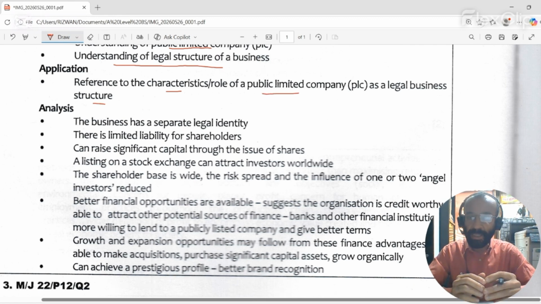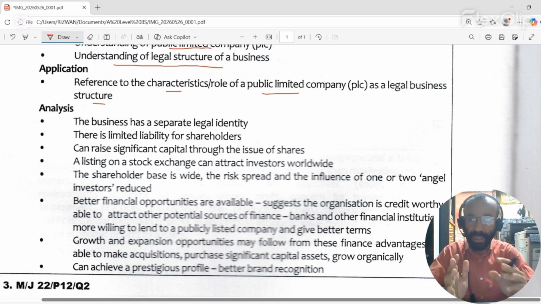The first point in the analysis is the separate legal identity. The business is legally a distinct person, separate from its owners, the shareholders. The company can own property, enter into contracts, sue, or be sued in its own name. If the business takes out a loan, the debt belongs to the company, not to the individuals who own the shares.